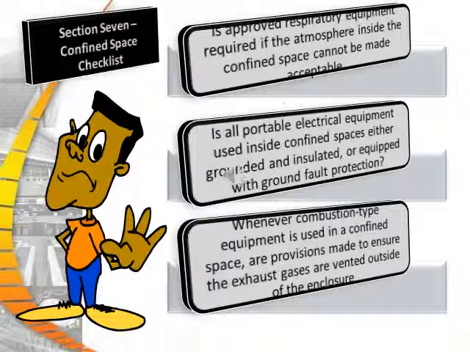Is all the portable electrical equipment used inside the confined space either grounded or insulated, or equipped with a ground fault protection? Whenever combustion-type equipment is used in a confined space, are provisions made to ensure exhaust gases are vented to the outside of the enclosure?